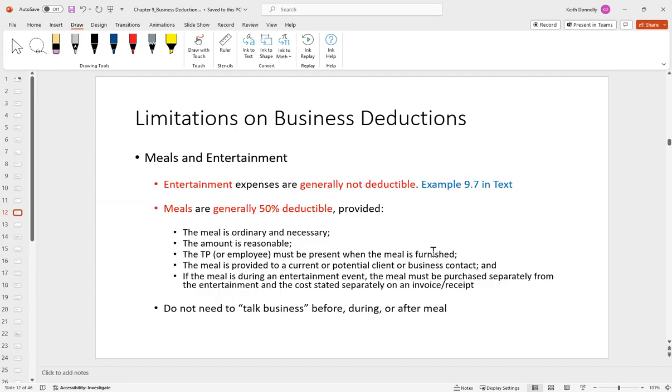M&E, meals and entertainment. They always say it like that. M&E, M&E. You've got to bifurcate the M and the E, right? So meals are separate from entertainment. They're not one thing. They're two different things. That's the first thing. Pull those letters apart.